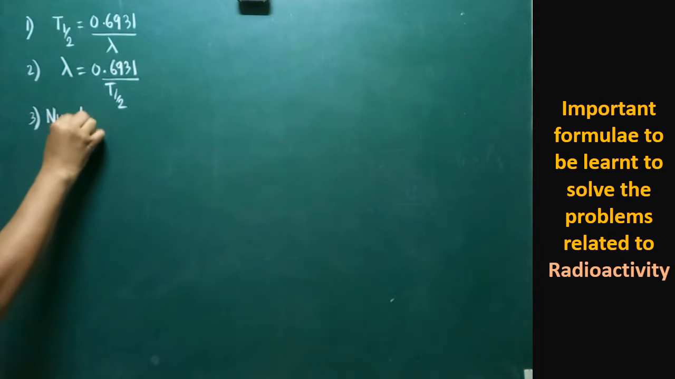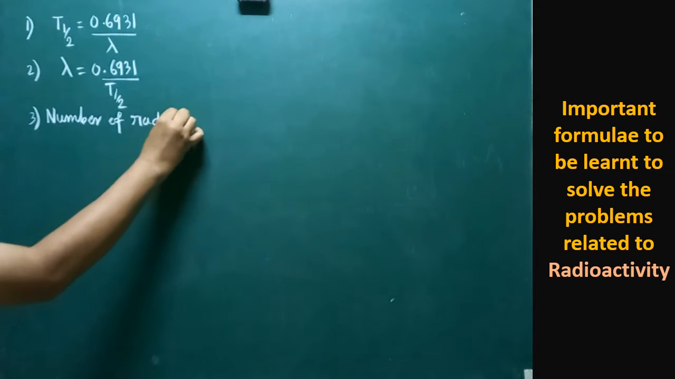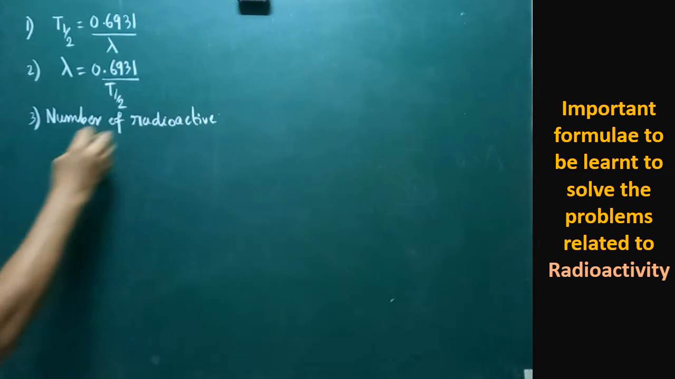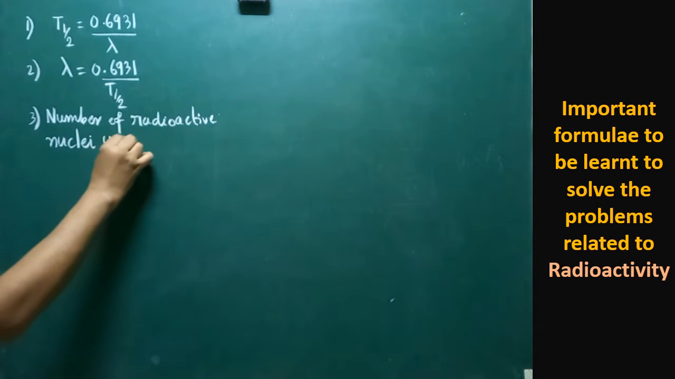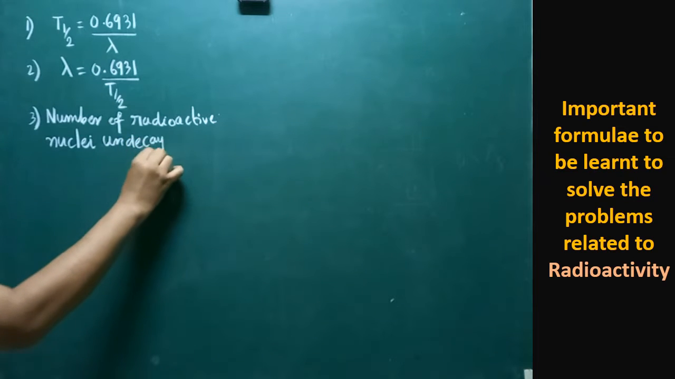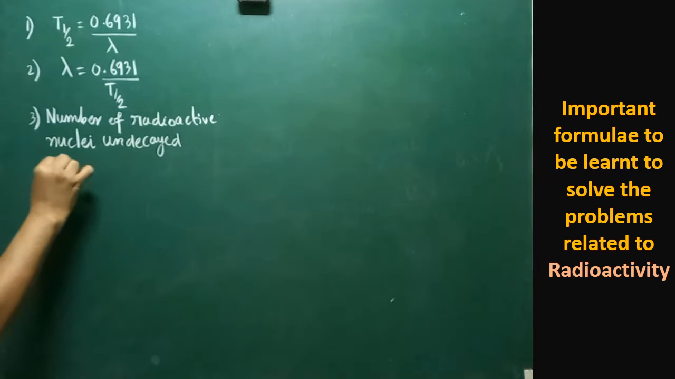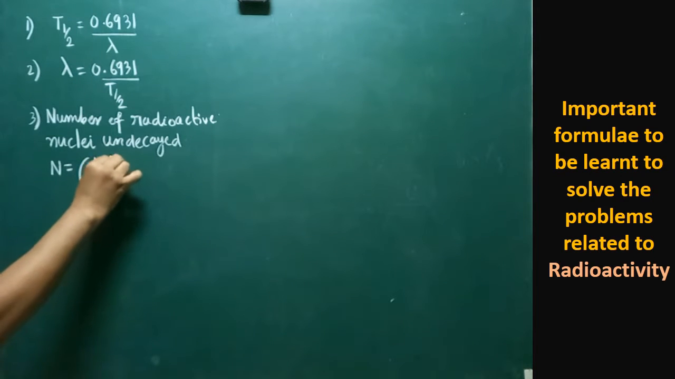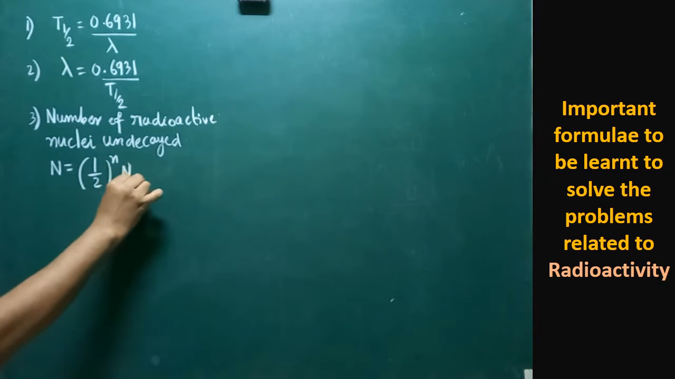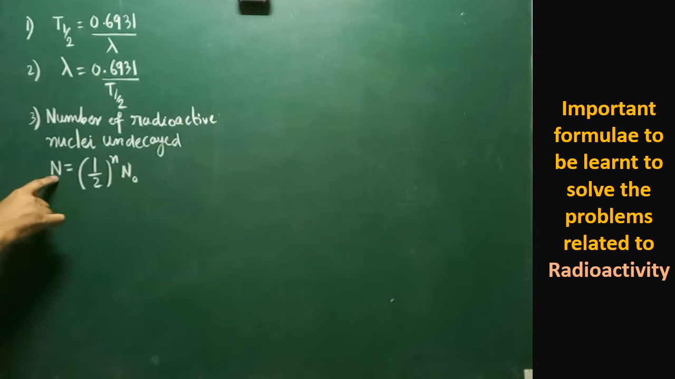Number of radioactive nuclei undecayed. To calculate this factor, what is required? The formula is N is equal to N naught into half power of n. Here you should know what is small n and N naught. That N represents the number of radioactive nuclei undecayed.